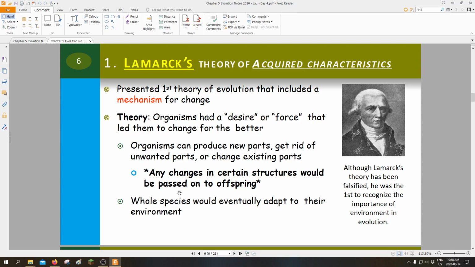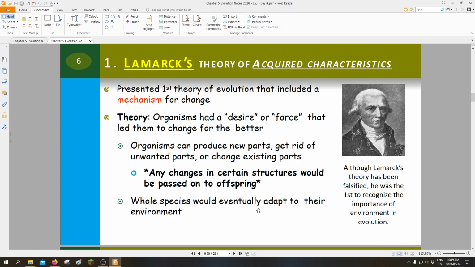The key part here that I've bolded for you is any changes in certain structures would then also be passed on to the offspring. This is what Lamarck said causes the changes in the species to make them more and more different over time. Eventually, the whole species would eventually adapt to their environment as all of this desire or force would cause more and more changes, and then all the offspring would get all of these changes to adapt to the environment.